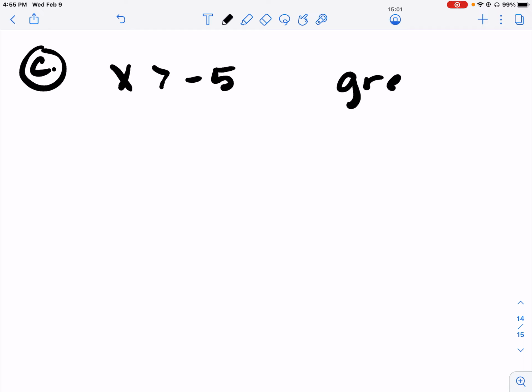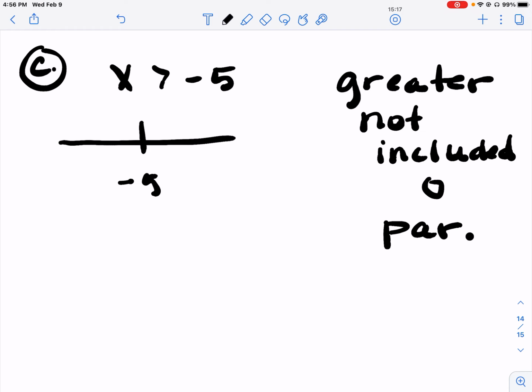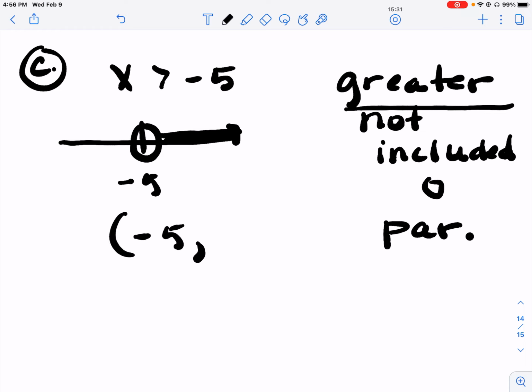Okay, this means greater. It doesn't have the or equal to, so negative 5 can't be x. That's what we mean by not included. Open circle, parentheses. Okay. Negative 5 is not bigger than itself. That's what we mean by not included. Okay, greater than goes to the right, bigger numbers. So we have negative 5. The numbers keep getting bigger, so we call that infinity.